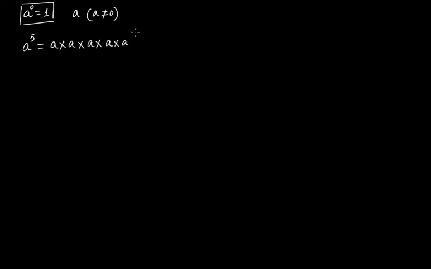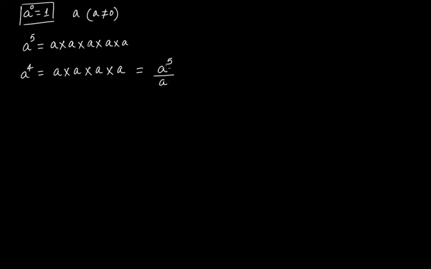right? Now if I write a to the 4th power, what will this be? This will be a times a times a times a, right? A multiplied with itself 4 times. But if you look, this is actually what? This is actually a to the 5th power divided by a.